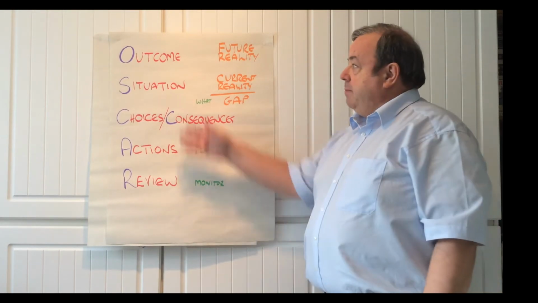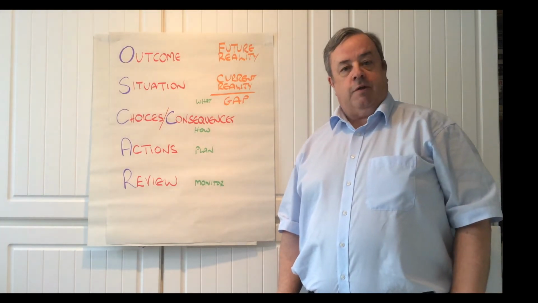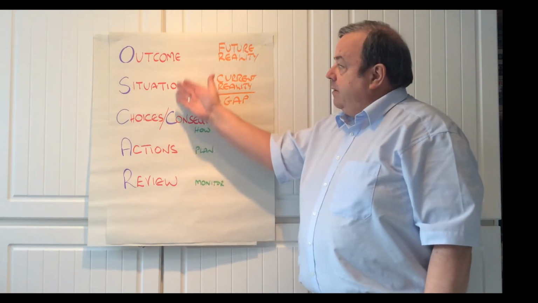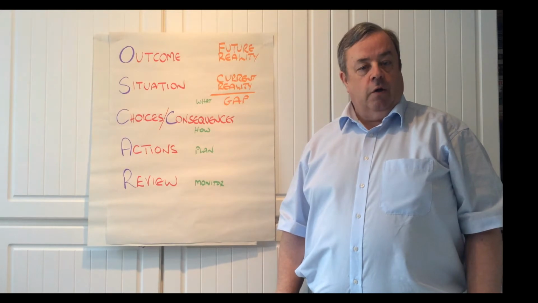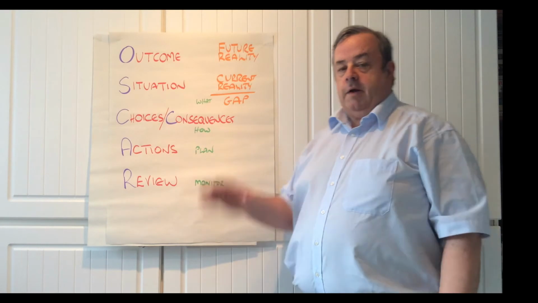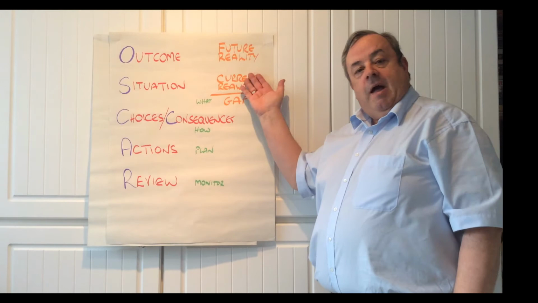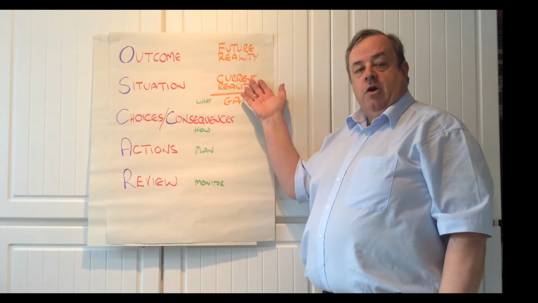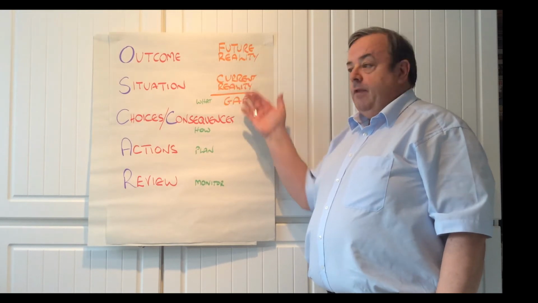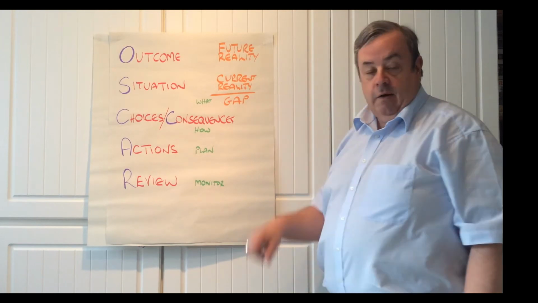So taking them one at a time, outcome: what is it that we're trying to deliver through this coaching program? What is the performance improvement, for example? And this is then matched with situation. What is the current situation? And in my own words, what I tend to think about is the outcome is the future reality, helping the individual to really get to grips with what this future is going to look like, and then comparing it to the current situation so that we can define the gap.